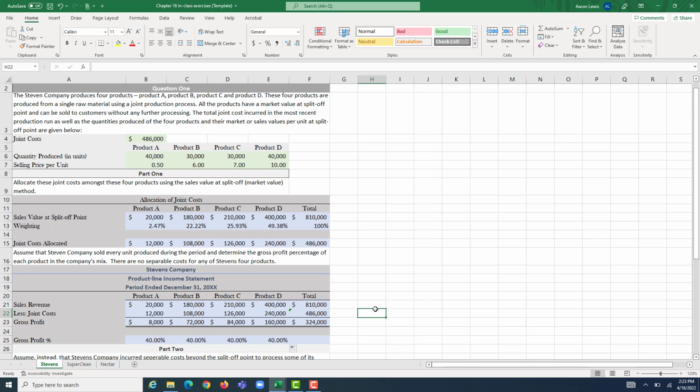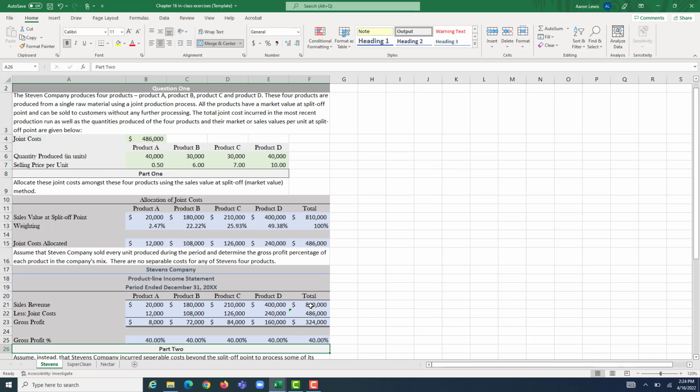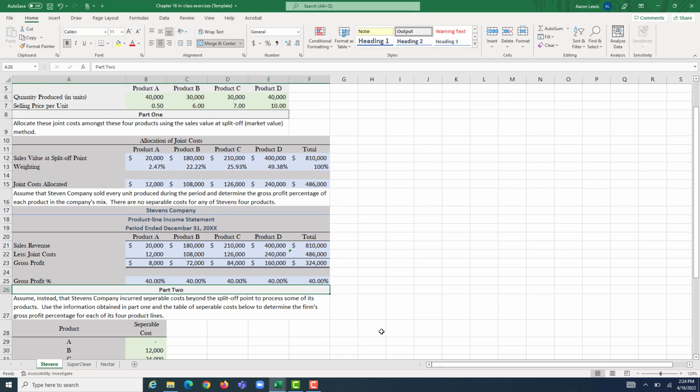So this is a methodology. If you think that one of the other ones, like physical measures, isn't better for extra costs that come with having a greater quantity of something, this is the fairest one to all of your products. It spreads out your joint costs proportionately to all of them to help them maintain a similar level of gross profit percentage. And overall, for our company, well, if they're all 40%, I think you know where this is going. Our overall gross profit percentage is 40%.